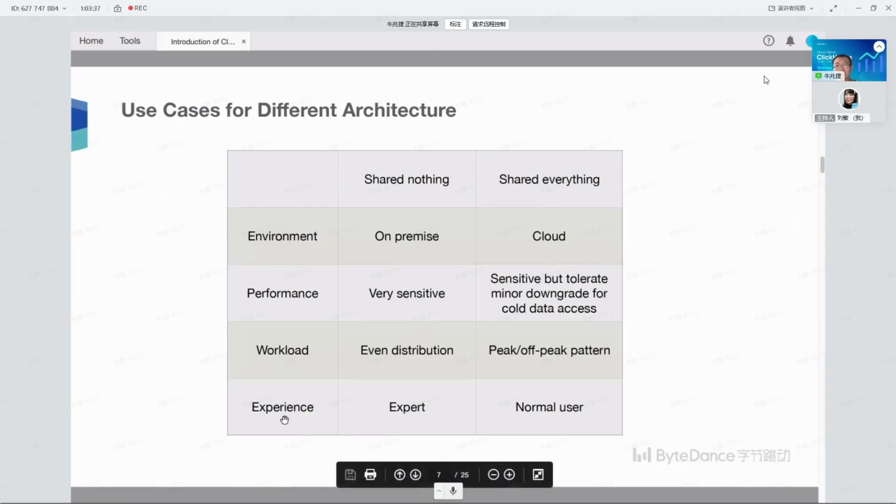The last one is the user's domain knowledge. Using ClickHouse needs some experts with a strong background or domain knowledge in the operation and maintenance of the cluster. But with shared storage, because you can delegate challenges like storage to existing systems, it doesn't require such strong domain knowledge. That is the basic guideline for how to choose between architectures.